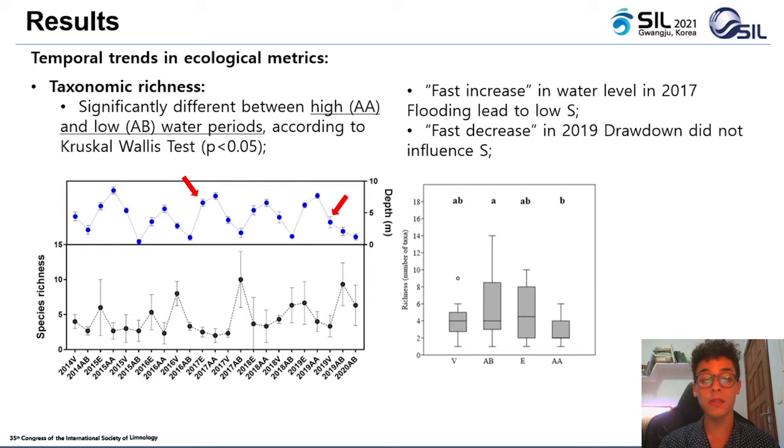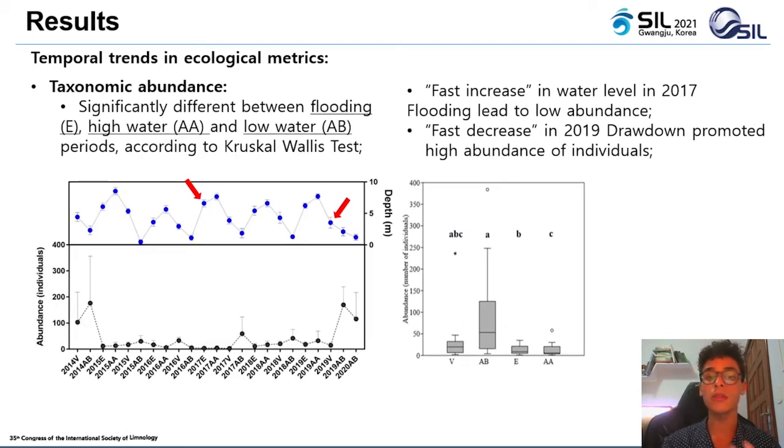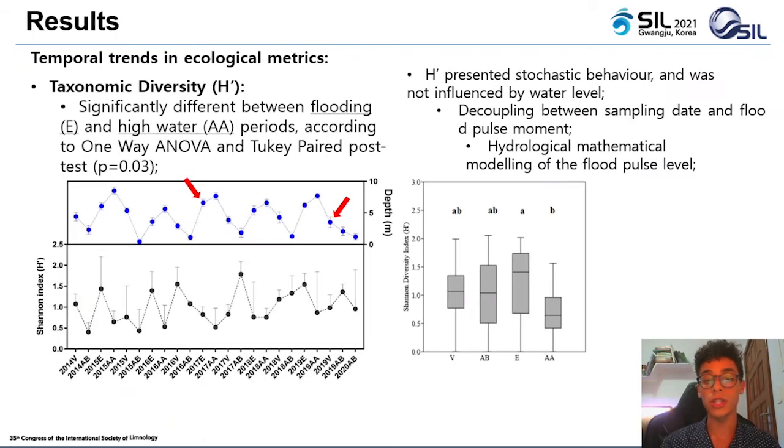The graphs seem to indicate a fast increase in water level in the 2017 floating period, which led to low taxonomic richness. On the other hand, the supposed fast decrease observed in the 2019 drawdown did not influence the richness metric. Still, the intense increase in water level in 2017 floating led to low abundance, while the intense drawdown in 2019 promoted high abundance of individuals. Shannon Diversity Index presented stochastic behavior and was not influenced by water level.